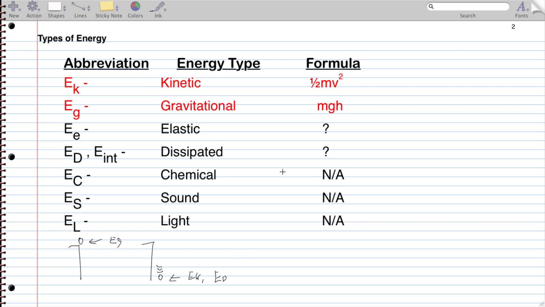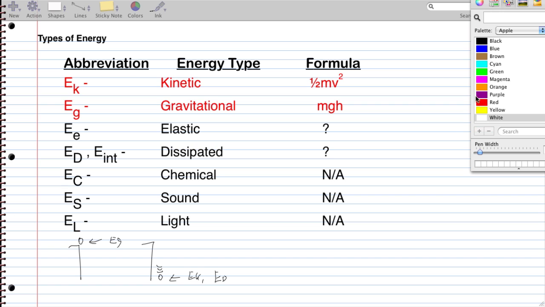If you remember, we actually named 4 types of energy that we are going to worry about in physics class. And here they are listed right here. We've got kinetic, which means that we're moving. We've got gravitational, which is related to the height of an object, assuming that we're on Earth. Elastic energy we're going to talk about next week, but it has to do with springs. We've described it a little bit.